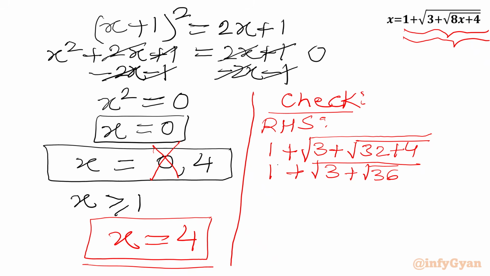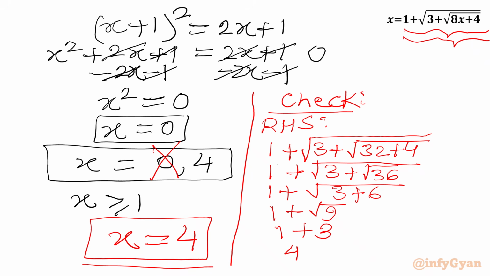Square root of 36 is 6. We will write 1 plus square root of 3 plus 6, which will be 1 plus square root of 9. And square root of 9 is 3. We will write 1 plus 3. It is equal to 4. And 4 is our x. X is 4. So LHS equal to RHS. Hence our solution is true and verified.